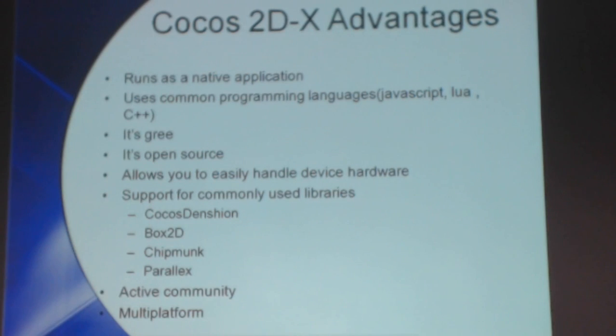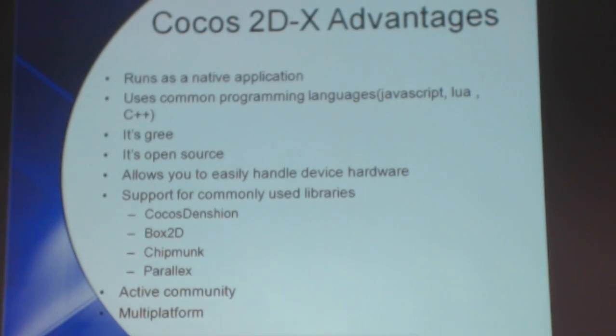Okay, so these are some of the advantages that I found over the years using this framework. One of the first is that it runs as a native application, as I mentioned. The performance is really, really good. And since it runs as a native application, you can take advantage of the hardware itself. Let's say you want to use the GPS or the accelerometer, any functionality that is built into your hardware, you can access directly without any wrapper if you would like to do that.